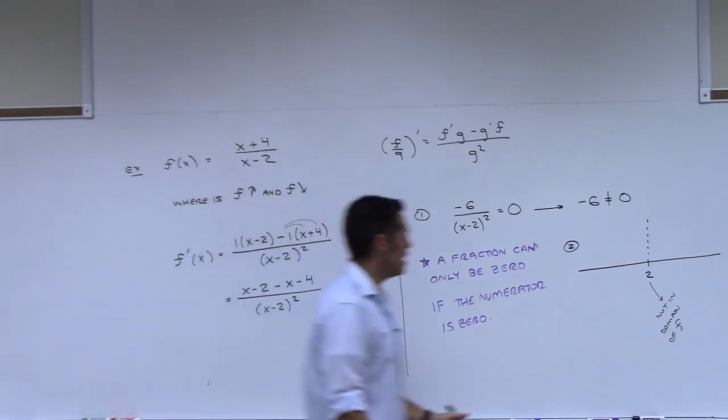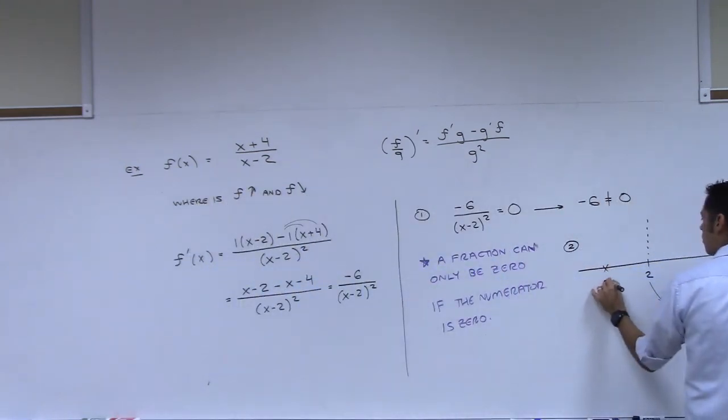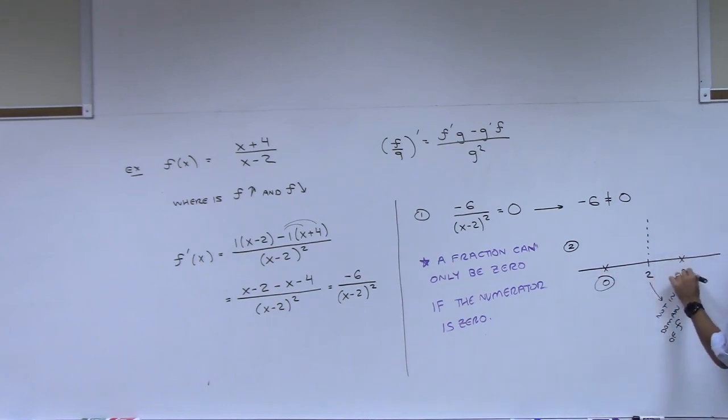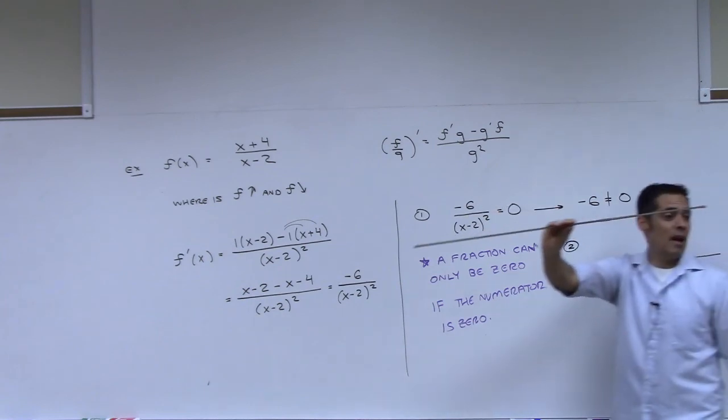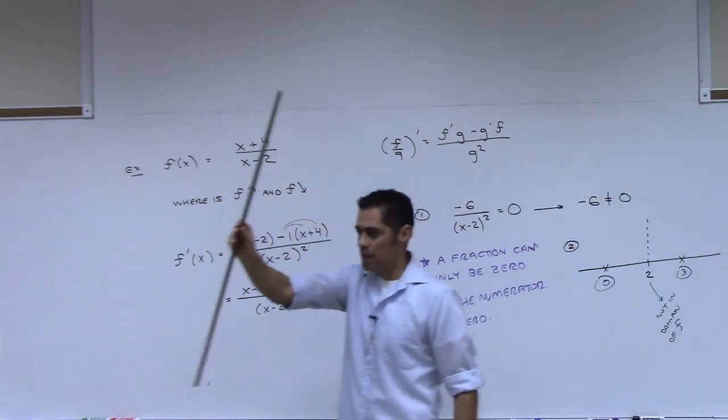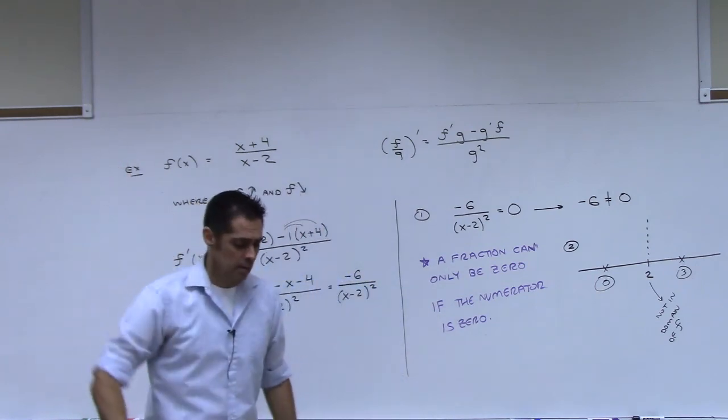All right, so we pick some test points. What do you say we go with 0? And how about 3? Yes? And where are these being plugged in? Into the derivative still. Because I don't know, am I increasing or decreasing here? I'm not sure. I know I'm never flat, right? I'm never flat, but I could be increasing or decreasing.